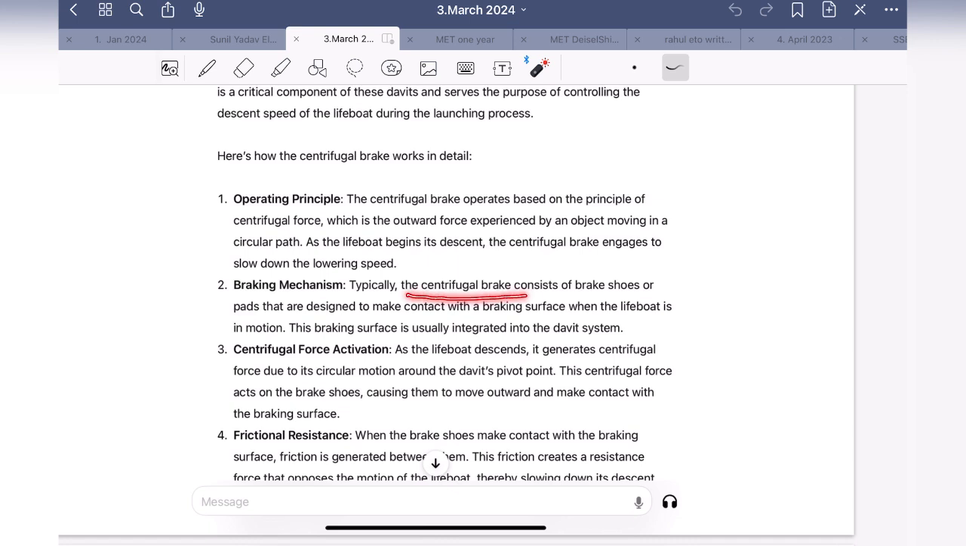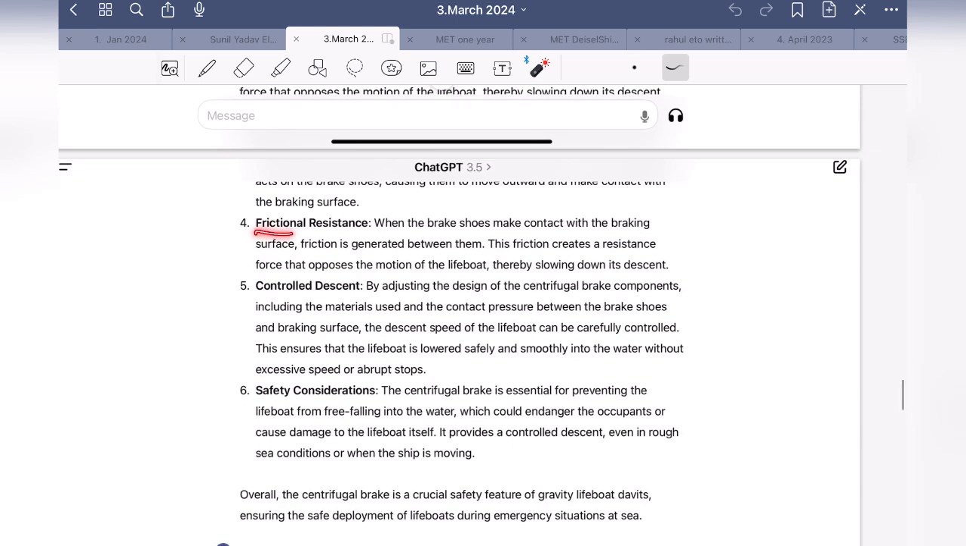Typically, the centrifugal brake consists of brake shoes or pads that are designed to make contact with a braking surface when the lifeboat is in motion. This braking surface is usually integrated into the davit systems. Centrifugal force activation. As the lifeboat descends, it generates centrifugal force due to its circular motion around the davit's pivot point. This centrifugal force acts on the brake shoes, causing them to move outward and make contact with the braking surface.